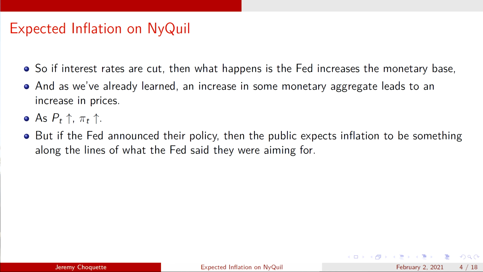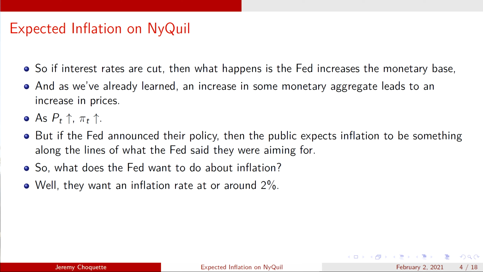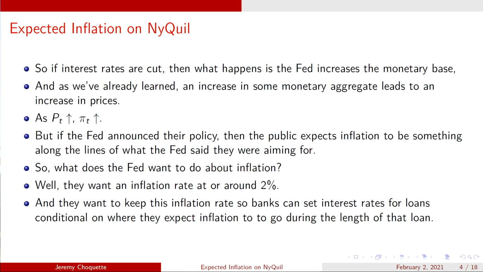So if the Fed announced their policy, then the public is going to expect inflation to be something along the lines of what the Fed said that they were aiming for, right? They wanted a 2% target, and they have a 2% target for inflation, and they were going to use their monetary policy to try to achieve that. Hence, their announcements on what they're going to be doing via these interest rates will be determining what happens with inflation. So they say they want an inflation rate at or around 2%, and they want to keep this inflation rate so that banks can set their interest rates for loans conditional on where they expect inflation to go during the length of that loan.